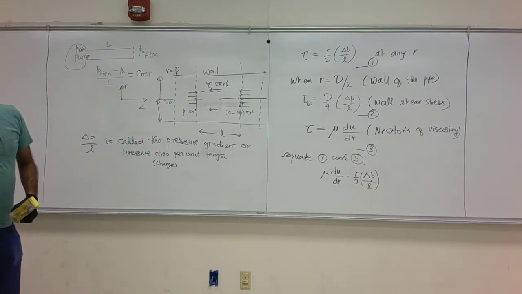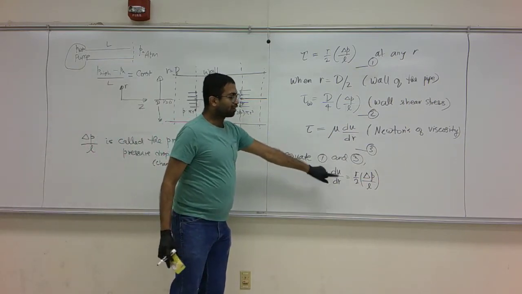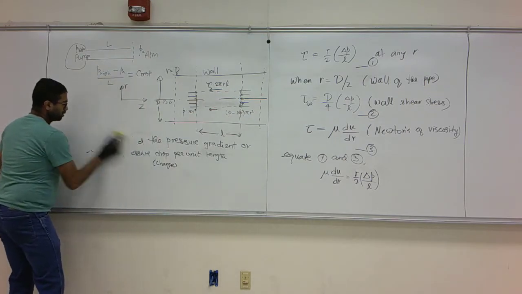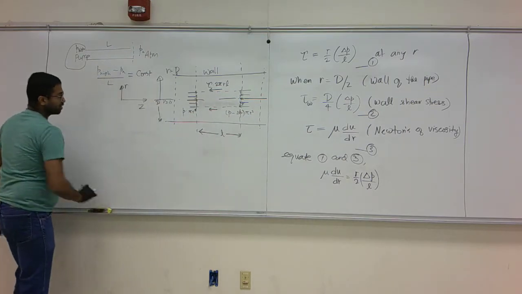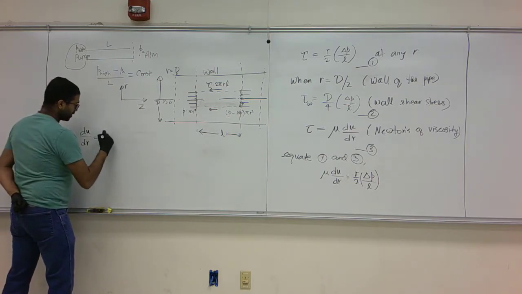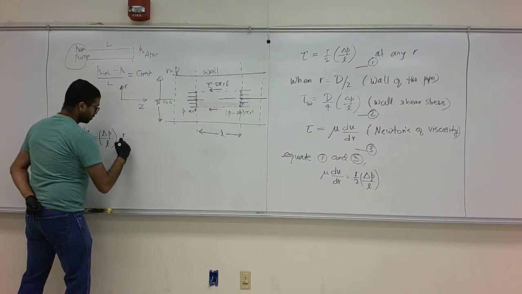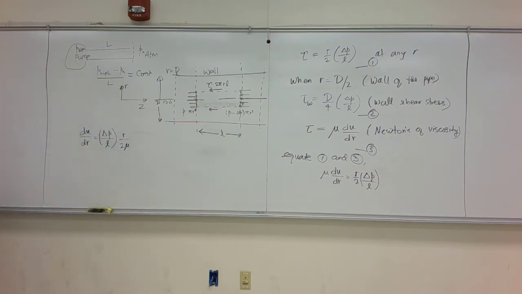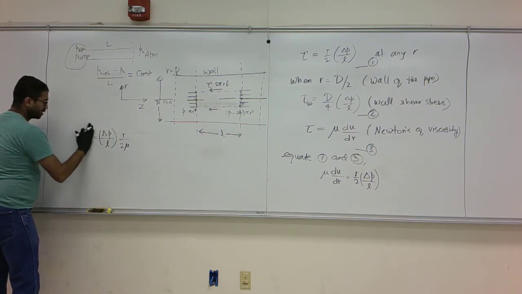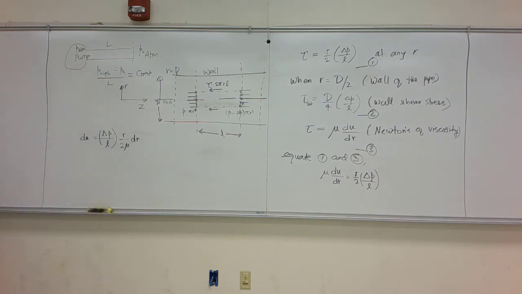So what I am going to do now is simply use this equation to integrate and solve for u. I am going to take du over dr equals delta P over L, and then I have r over 2 mu. I can separate the variables and integrate. I can write this as du equals that times dr, and I can integrate this between limits. I know the velocity at the wall.